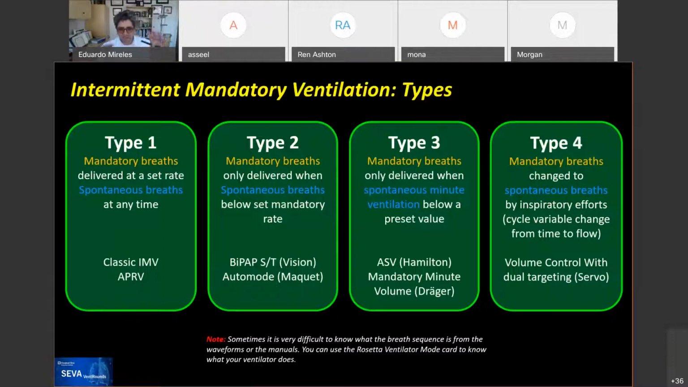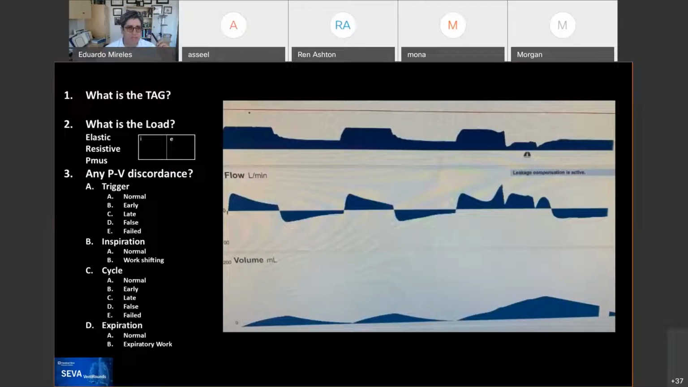Alrighty, so that's just the background of what is out there, and you can see that essentially there are a lot of modes that you may not have thought were IMV, but they are IMV in our practical daily life. And so that's for you to be aware of. So let's start with the first one.